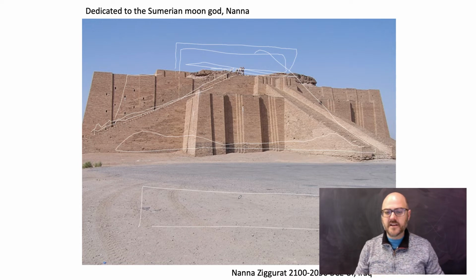So this is interesting. Visitors would be giving their prayers to a priest, and the priest would act as a go-between and give those to God. In this case, the Sumerian moon god, Nana. So this is a ziggurat. A ziggurat is a stepped building, if you're defining this, that's supposed to look like a mountain.